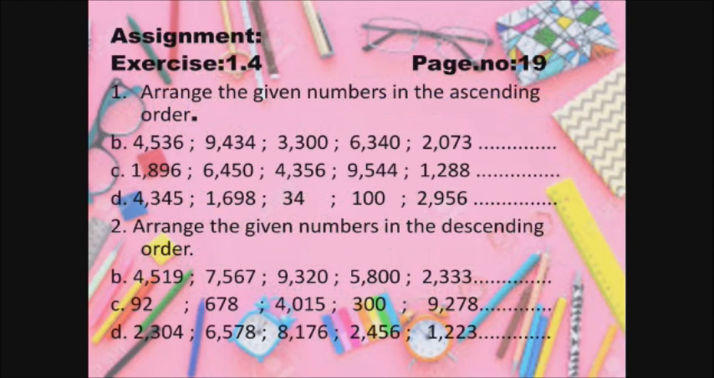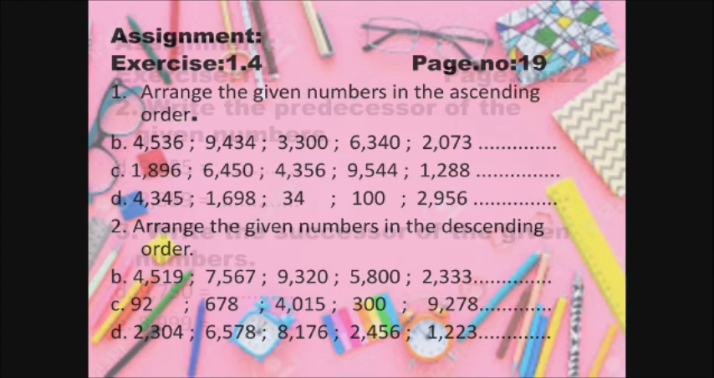It's time to work for you students. Here I have given assignment in exercise 1.4 page number 19. Arrange the given numbers in the ascending order. And second sum, arrange the given numbers in the descending order. So already I have said what is meant by ascending order and descending order. So ascending order means smallest number to greatest number and descending order means greatest to the smallest number. So arrange the numbers according to it and complete this assignment in your textbook itself.